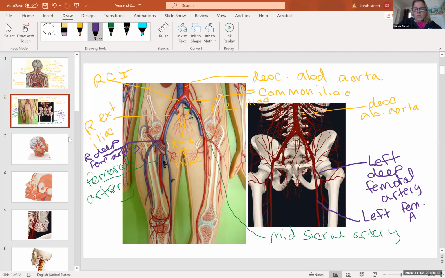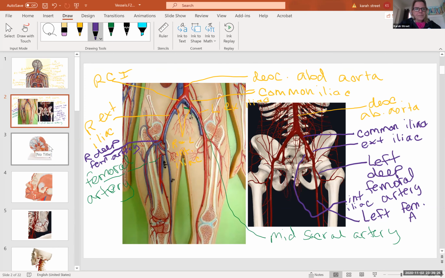Okay. Over here, again, I can see common iliac and external iliac. And then this one going into the pelvic bowl, whereas I am running out of space, internal iliac. Lots that can be tagged on that picture, or pictures, plural.